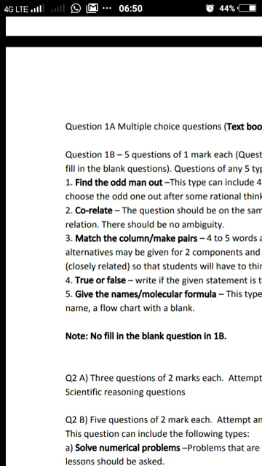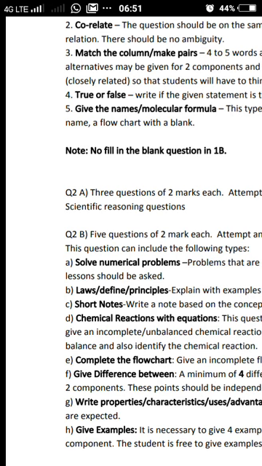And again for question number 2, that we have seen, scientific reasons will be there. For question number 2B, which types of questions can be there? Solve the numerical problems. Obviously this will be for science 1, not science 2. Laws, define principles. Definitions can be there from science 2, but laws and principles are again in science 1. Short notes, chemical reactions with equations. Again, chemical reactions with equations are in science 1, not for science 2.